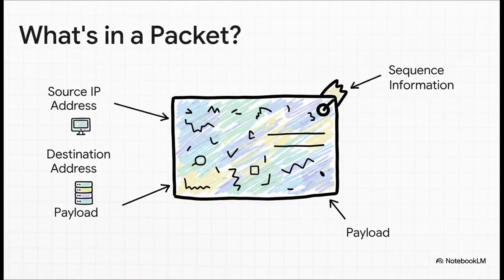And each one of these digital postcards is meticulously labeled. Every single packet has the from and to addresses, that's the source and destination IPs. It's got a sequence number so they can all be put back together in the right order. And of course, it has the actual piece of the message it's carrying, which we call the payload.